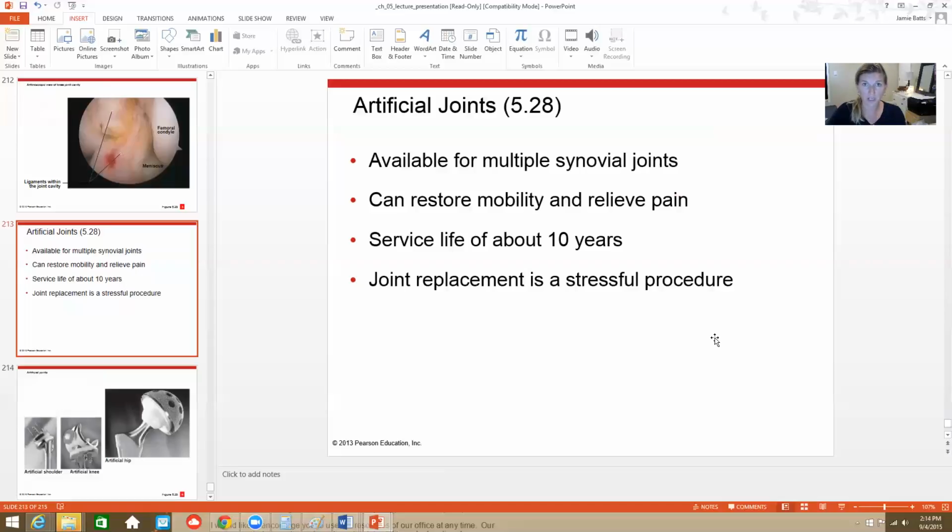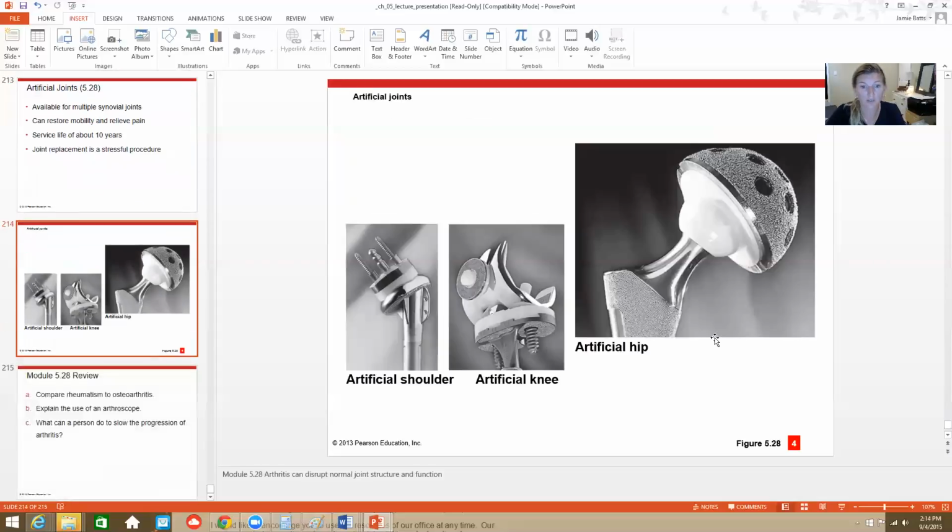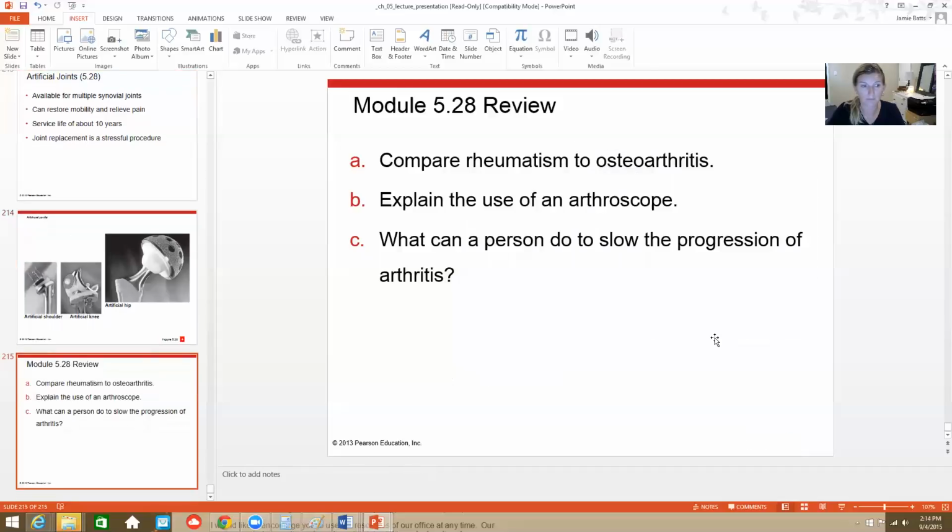The downfall of artificial joints is they don't last very long. So someone who's young and healthy in their 20s or 30s, they tend not to give them artificial joints because the lifespan of these artificial joints is only 10 or 15 years. So you're going to need another replacement in your lifetime. And of course, joint replacement is a very stressful, difficult surgery. Artificial knees, artificial hips, artificial shoulders even, very complicated and have a very long healing time.